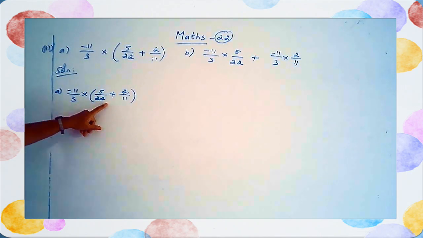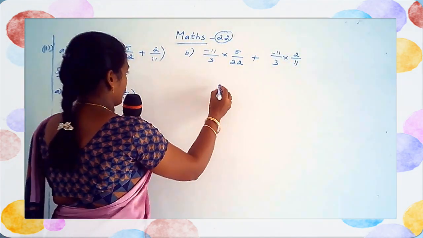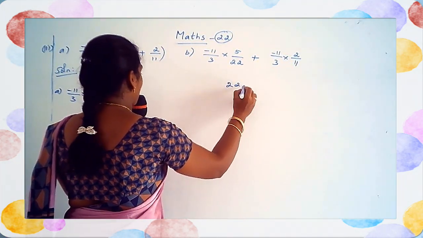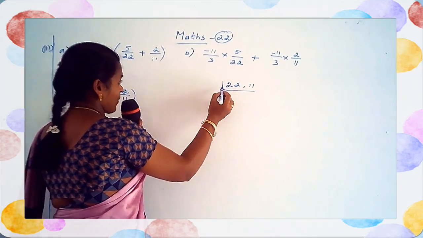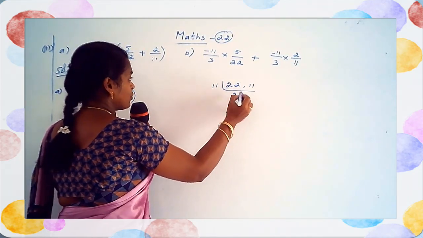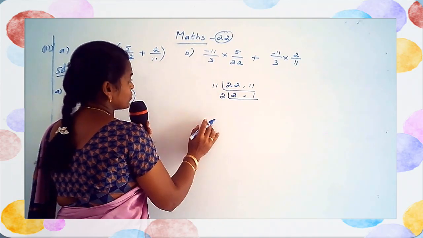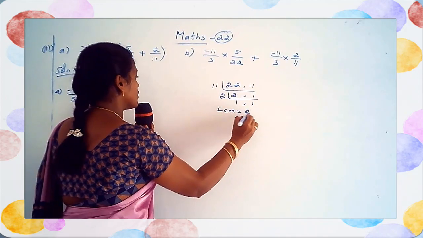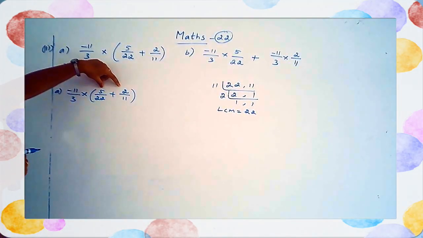Okay, children. So, you find the LCM of the denominators 22 and 11. Definitely it is divisible by 11. So, 2 11s are 22 and 1 11 is 11. Again, it is divisible by 2. So, your answer is, the LCM is how much? 22.